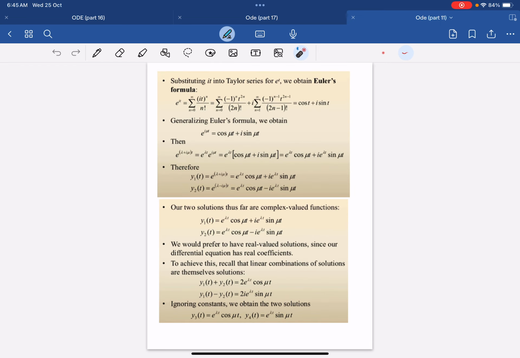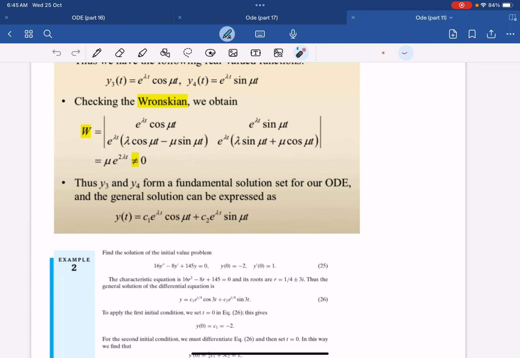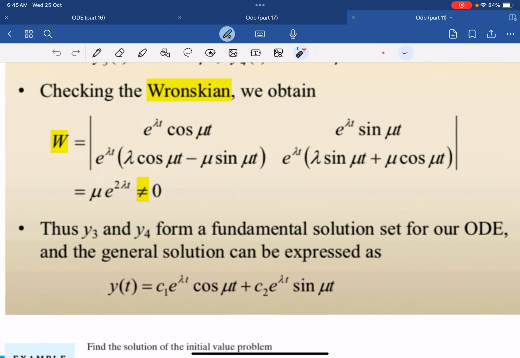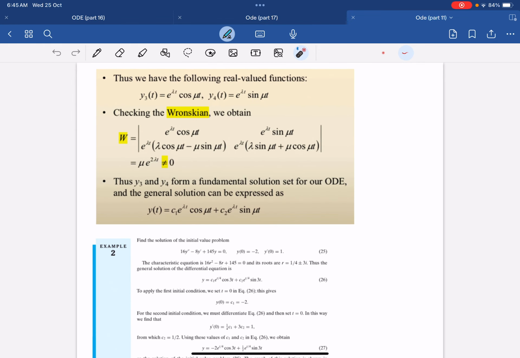So now we just need to check that they are a fundamental set of solutions. We check by using Abel's theorem, or we check using the Wronskian. So we find the Wronskian of these solutions, which is the determinant of this matrix. You arrive at mu e to the 2 lambda t, and you recognize that this can never be 0 because mu is not 0, and e is also non-zero. Thus, this solution forms a fundamental set of solutions for the ODE, and so the general solution can now be expressed as a real valued function.